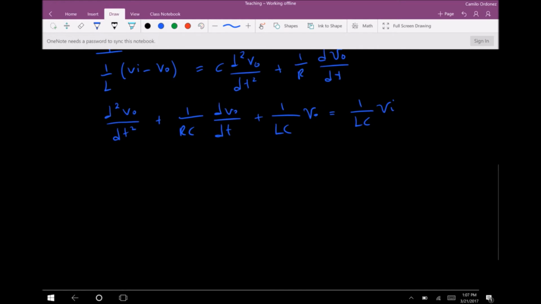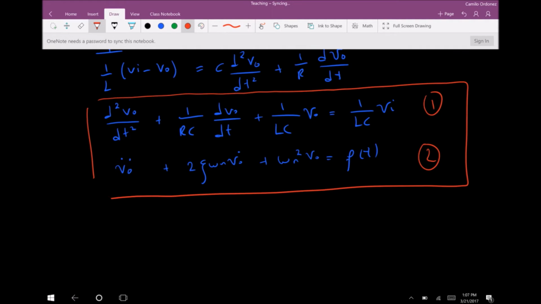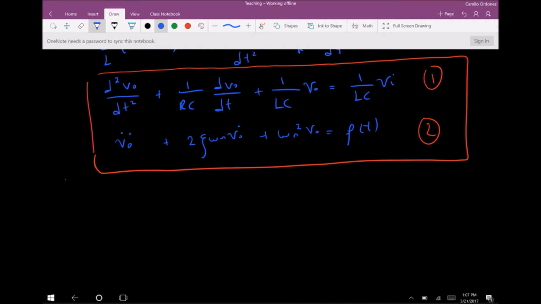So you see this is the standard second order form which we've seen in class. So it's V naught double dot plus 2 zeta omega n V naught dot plus omega n squared V naught equals f of t.